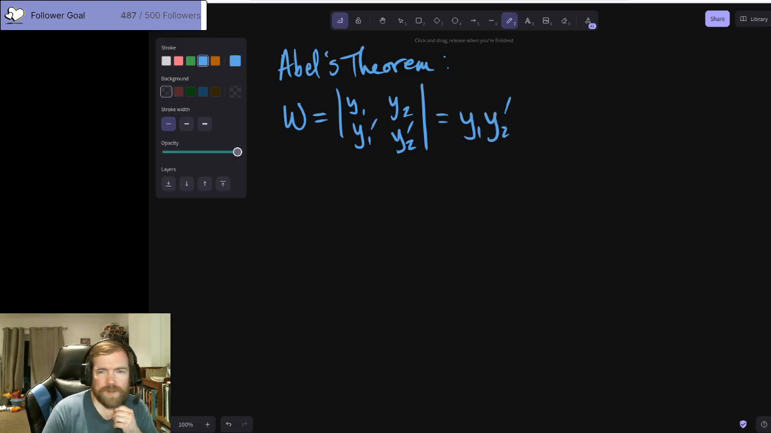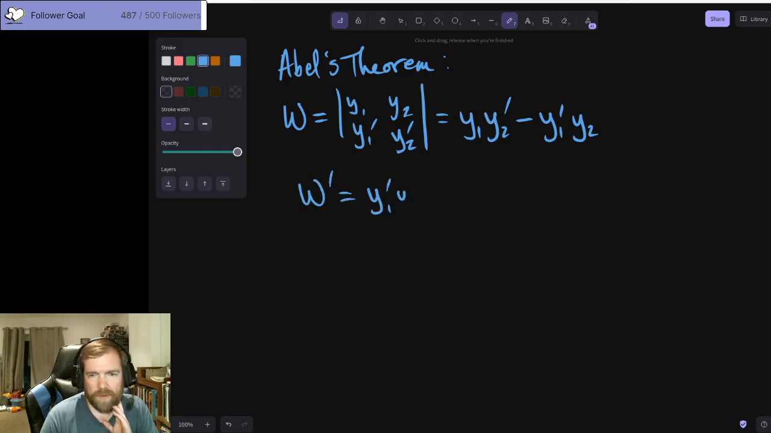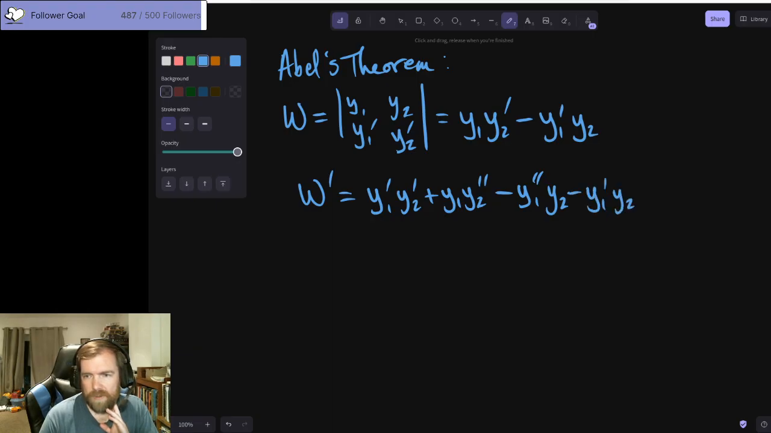We end up with y1 y2 prime minus y1 prime y2. And then the derivative of the Wronskian is y1 prime y2 prime plus y1 y2 double prime minus y1 double prime y2 minus y1 prime y2 prime. Those are going to get knocked out. So the Wronskian prime is equal to y1 y2 double prime minus y1 double prime y2.